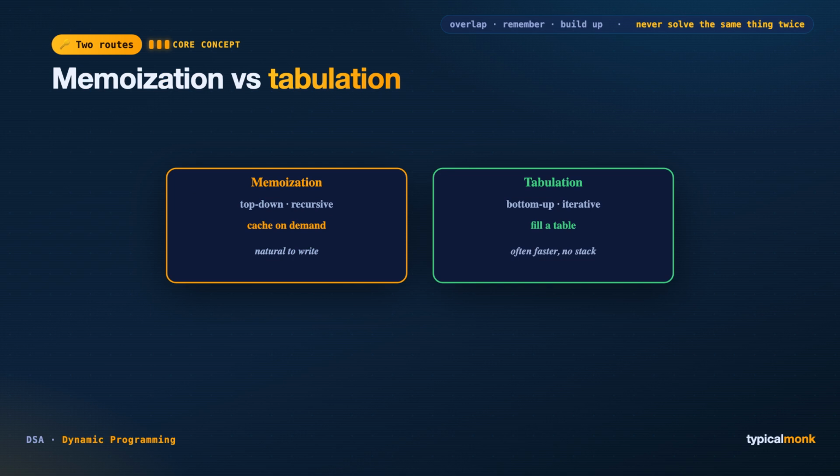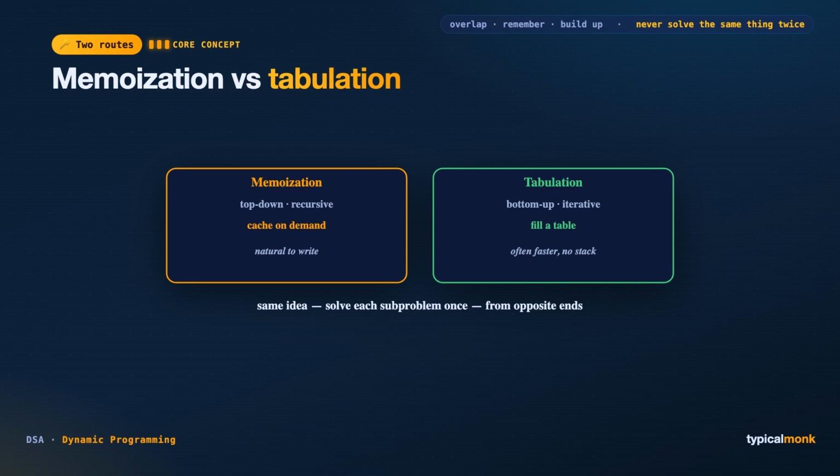Tabulation is bottom-up, iterative, and fills a table completely from the base cases upward. It is frequently faster in practice, thanks to no recursion overhead and no call stack to overflow, which makes it the safer choice for very large inputs. The cost is that you must think about the ordering, which subproblems to solve before which, and set up the table and base cases by hand, which takes a bit more upfront reasoning than letting recursion drive the order. The reassuring truth is that they are two styles of the same technique, not two different techniques.